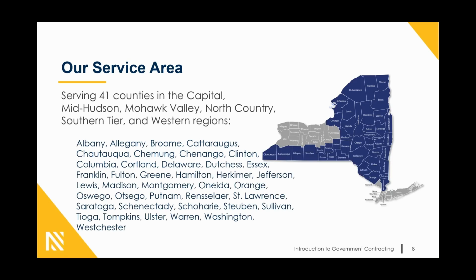If you're looking at the map there on the screen, you will see in dark blue the 41 counties that we cover. So everything from out west in Chautauqua and Cattaraugus County, downstate to Orange County, and up in North Country, God's country, Clinton, and over to Watertown, Fort Drum, all of that. So we cover quite a large service area.